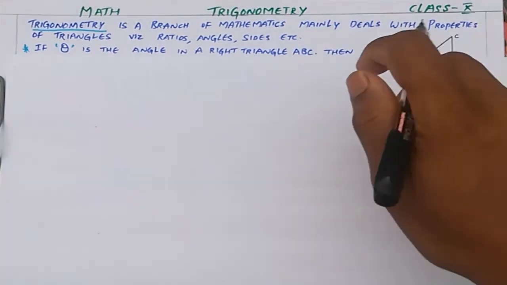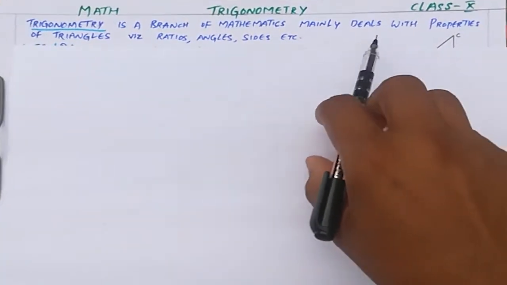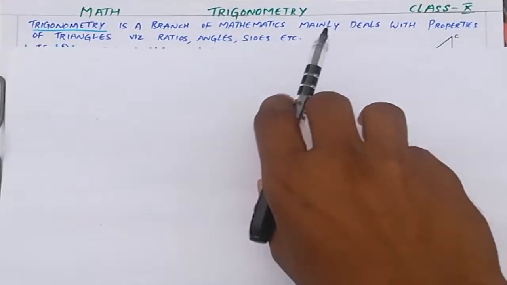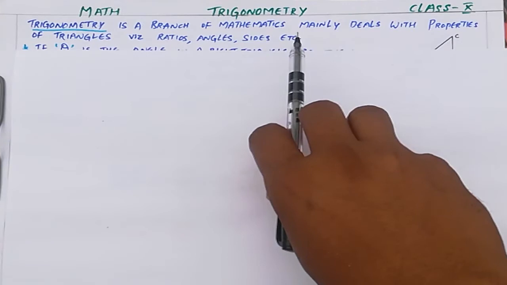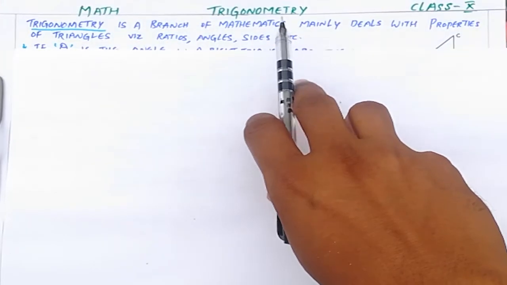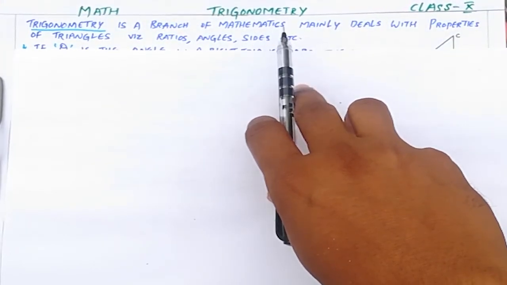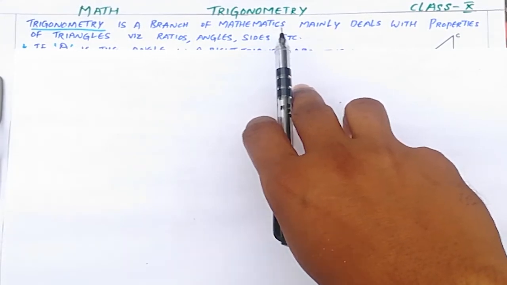Trigonometry, what do you mean by trigonometry? Trigonometry is a branch of mathematics mainly dealing with the properties of triangles, like ratios, angles and sides, etc. In detail we will get into it in the higher classes. Here we will mainly deal with the properties of triangles: the angles, ratios and sides.